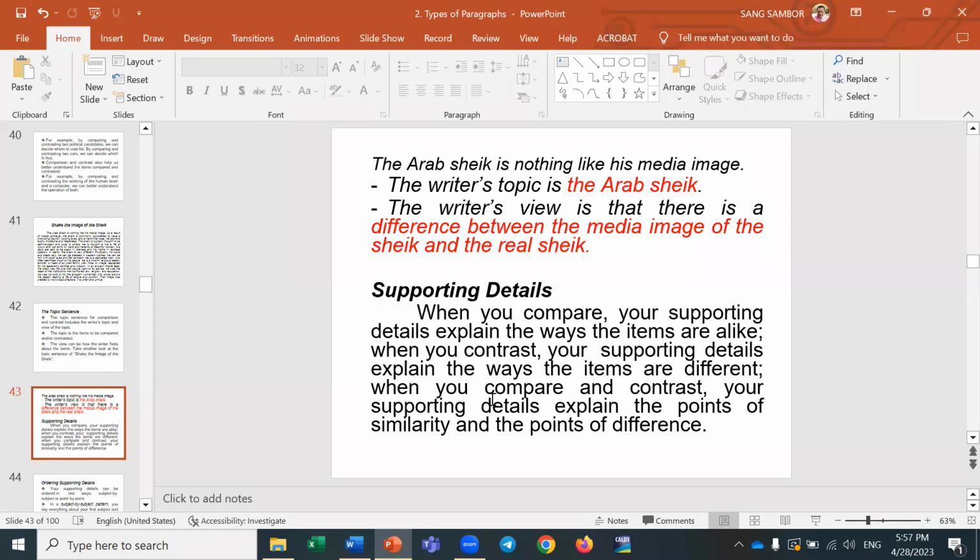But if you include both compare and contrast in your writing, then your supporting details explain the points of similarity and the points of difference. So you include both the similarities of the two items and also the differences of the two items as well.